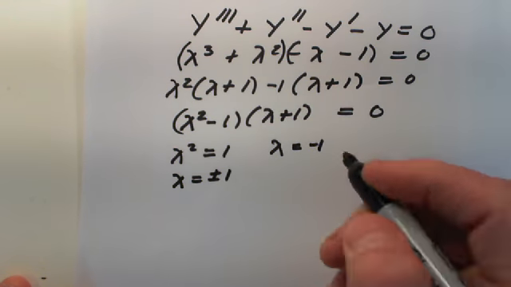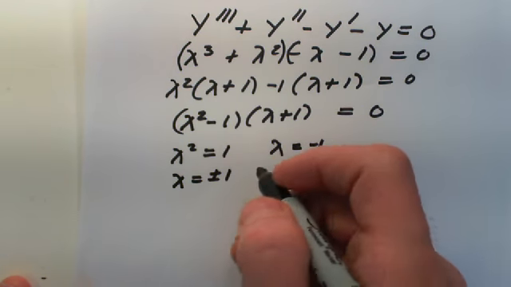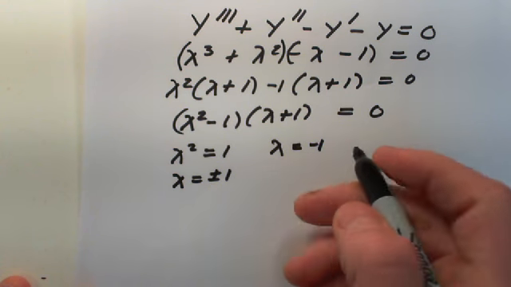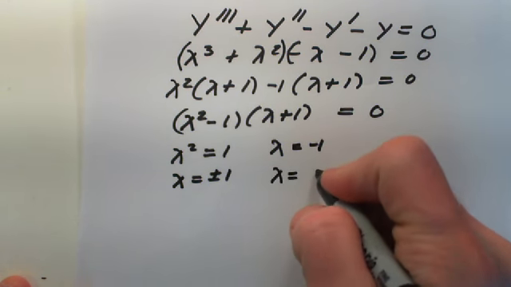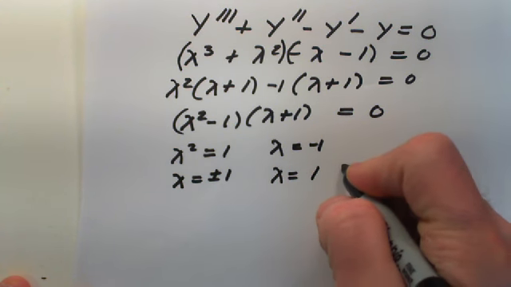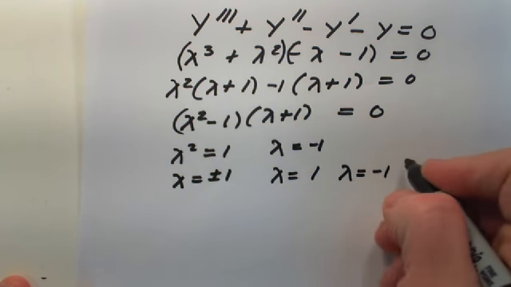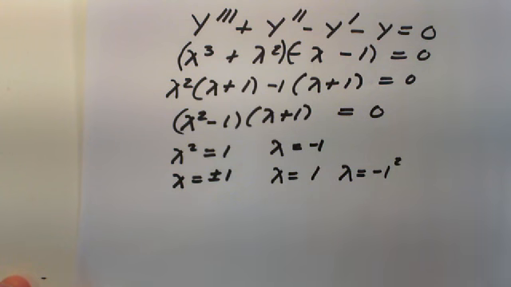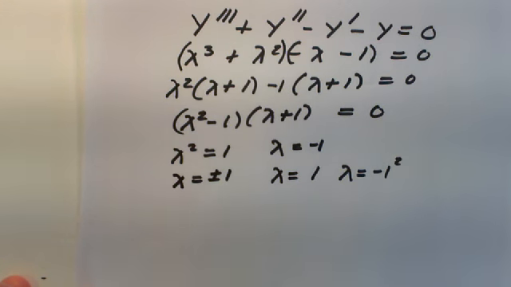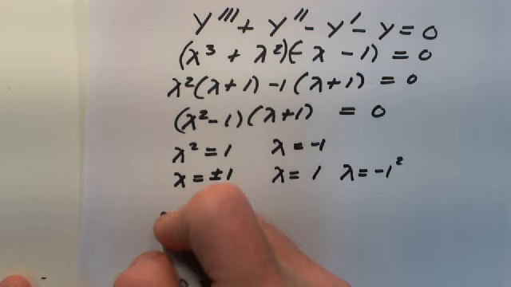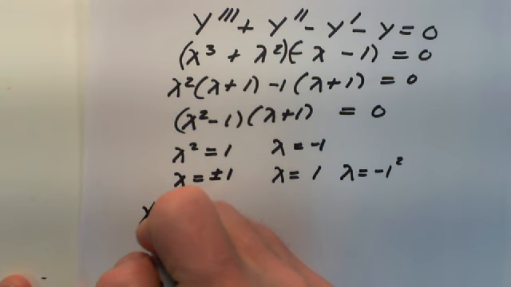Now you note something here. This is where students can make a mistake, is you have two negative 1s. So you should go ahead and write out all the possibilities. So lambda is equal to 1. Lambda is equal to negative 1, but I got two of those things. I got repeated roots of 2.